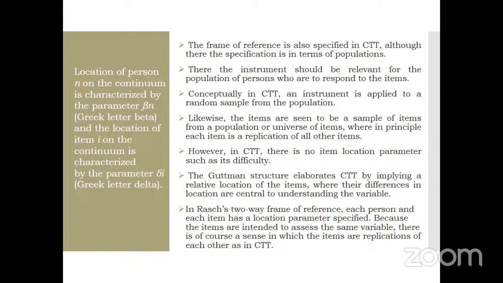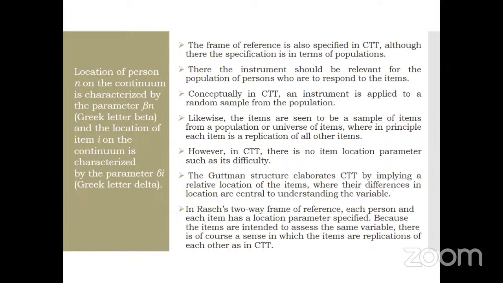But in classical test theory, there is no item location parameter such as its difficulty. There, by the term item difficulty, we mean the difficulty level of the item, that's it. But in item response theory, the Rasch model, it is not just the difficulty level of an item. This actually indicates the location of an item on the particular continuum. What is this continuum? The concept of the continuum was given by the Guttman structure.